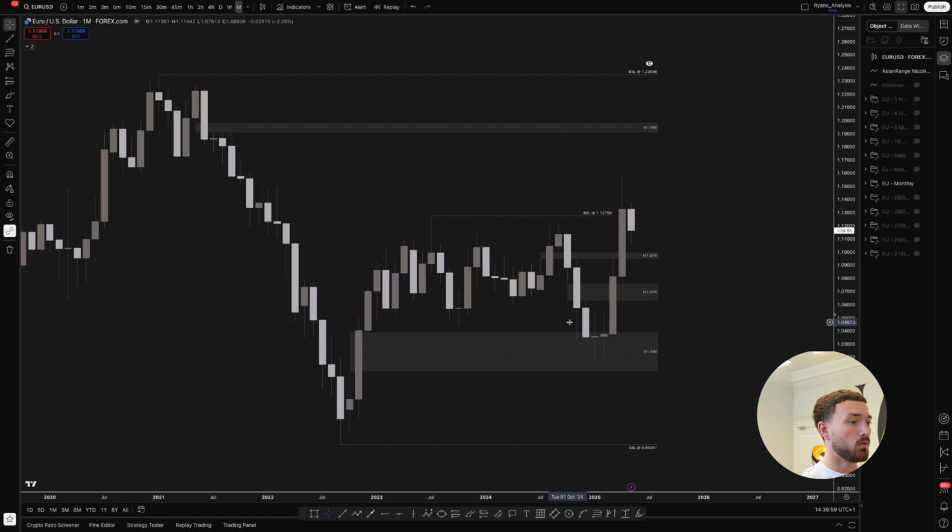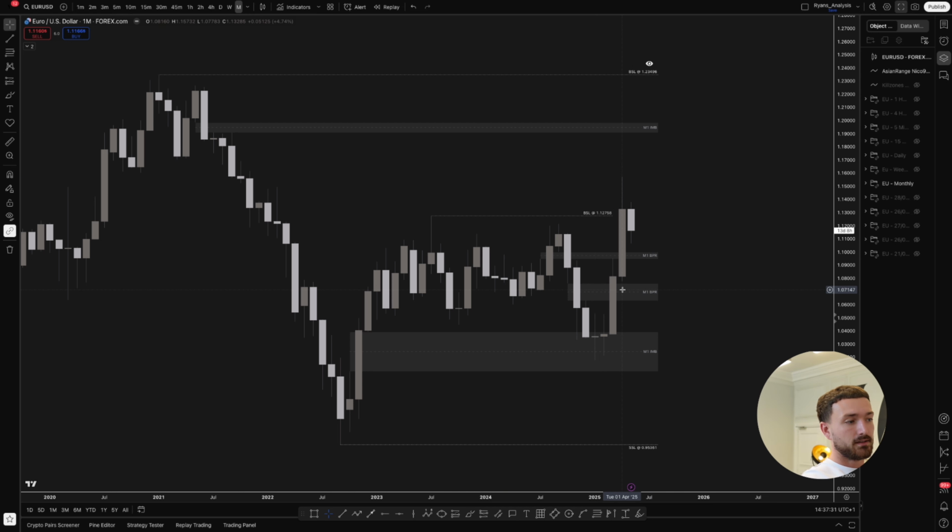So that's what we saw price do: swept that sell side liquidity, rebalanced into the inefficiency in the market, and then we saw price drive up from there again and push higher. With this move up, we had the body close above the buy side liquidity, and we've left some areas of inefficiency in the market, which obviously we can capitalize on. So the first golden one for me is this monthly balanced price range, where there's inefficiency either side of these monthly candles.